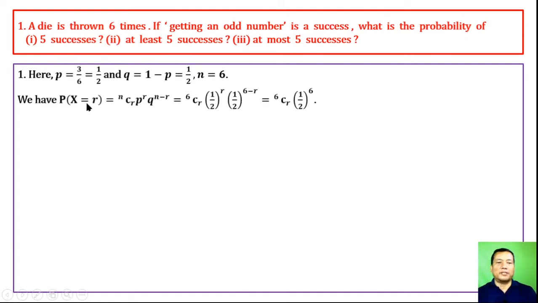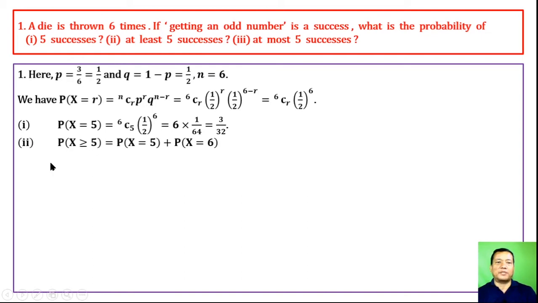We have P of x equal to r successes, which is equal to nCr p to the power r q to the power n minus r. n is 6, p is half, q is also half, whose power is 6 minus r. Half to the power r into half to the power 6 minus r: the product of two numbers with the same base is the sum of the powers, which gives power 6. Then P of x equal to 5, exactly 5 successes, replacing r with 5, we get 3 by 32.